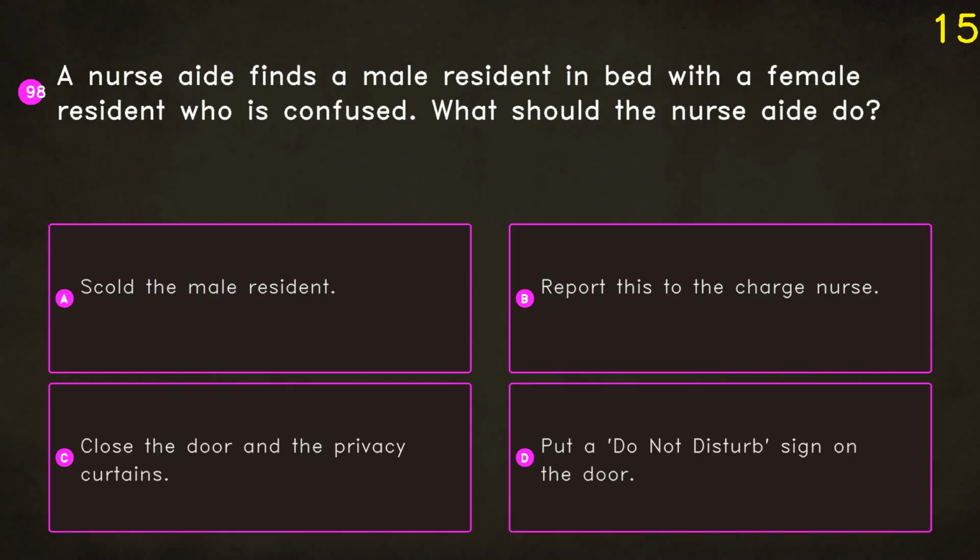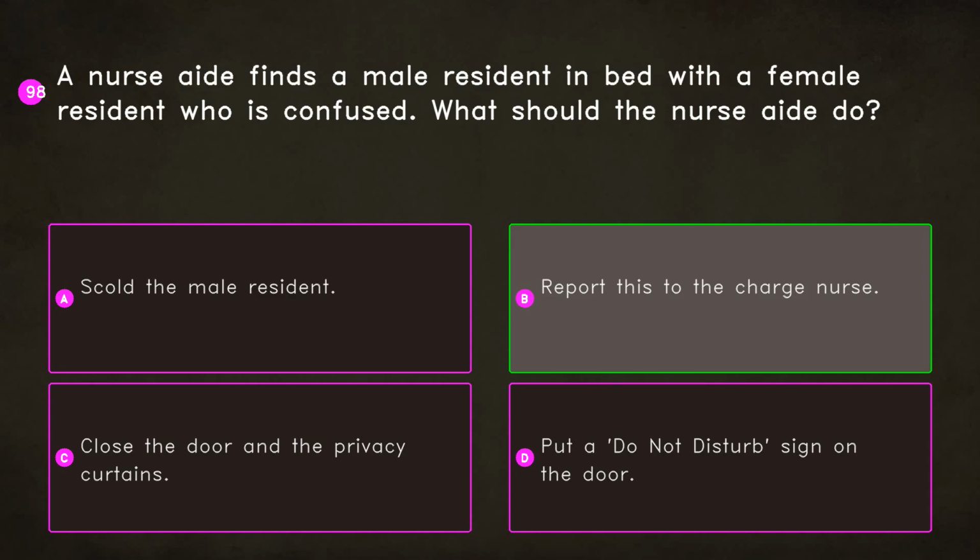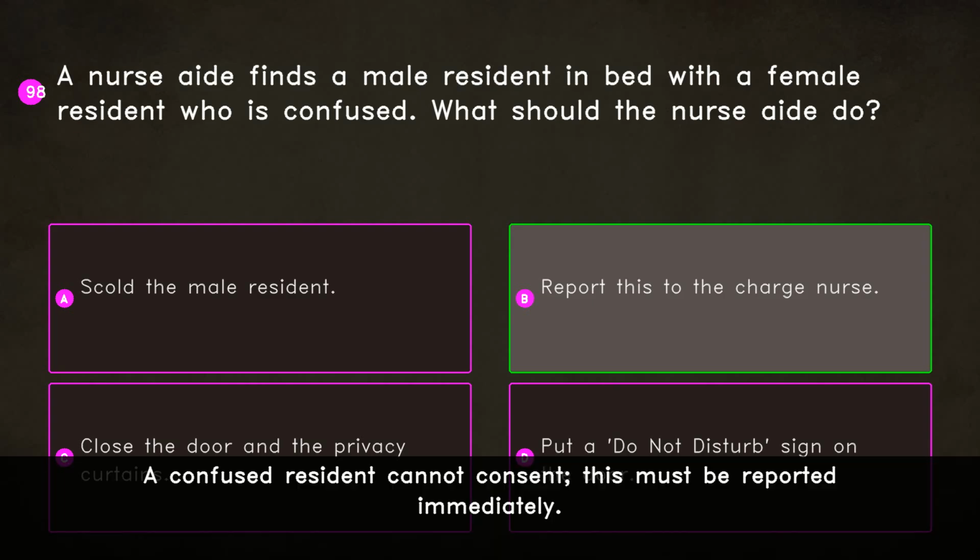Question 98. A nurse aide finds a male resident in bed with a female resident who is confused. What should the nurse aide do? A. Scold the male resident. B. Report this to the charge nurse. C. Close the door and the privacy curtains. D. Put a do not disturb sign on the door. The correct answer is report this to the charge nurse. A confused resident cannot consent. This must be reported immediately.